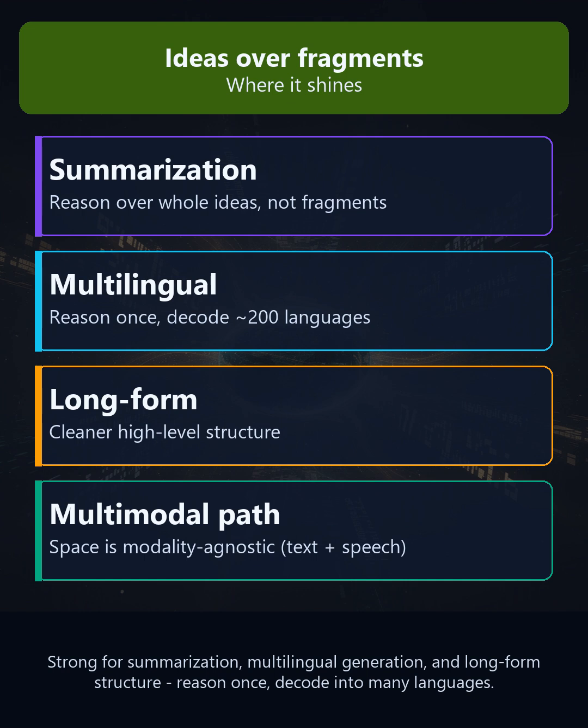Where does this shine? Summarization is a natural fit, since the model reasons over whole ideas rather than fragments. Its language-agnostic core is powerful for multilingual work. Reason once, then decode into any of roughly 200 languages without rerunning the model. It also enables cleaner long-form structure, and because the space is modality-agnostic, it opens a path toward mixing text and speech.